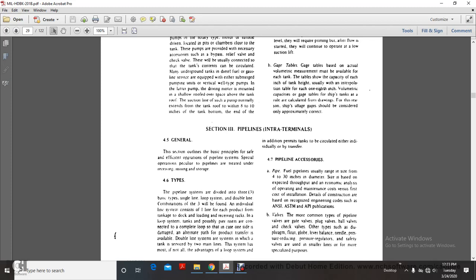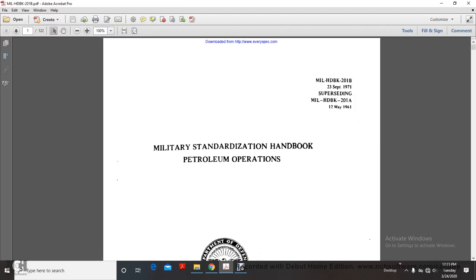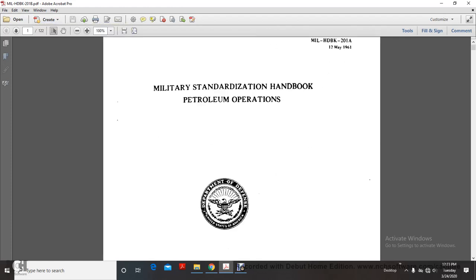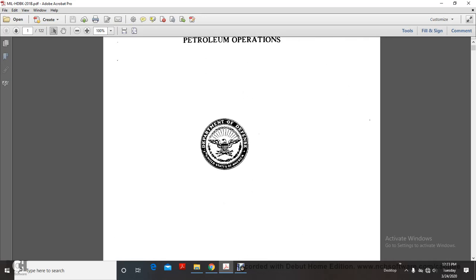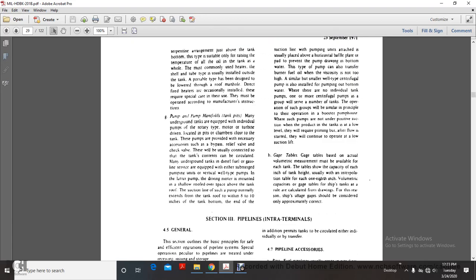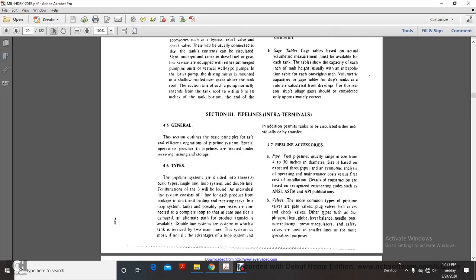Alright, Chapter 4, Section 3, Pipeline Intra-Terminals. This is your Military Standardization Handbook, Petroleum Operations 2014B, Department of Defense, Petroleum Operations. Chapter 4, Section 3, Intra-Terminals.